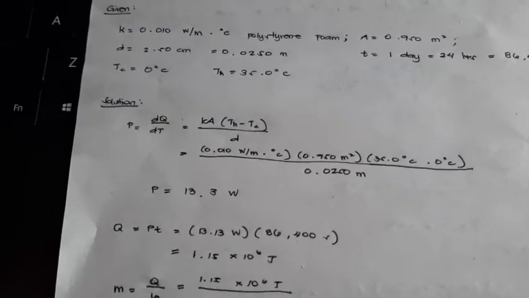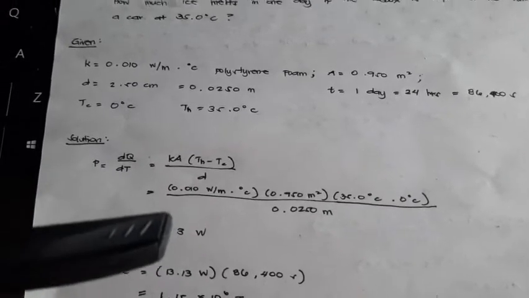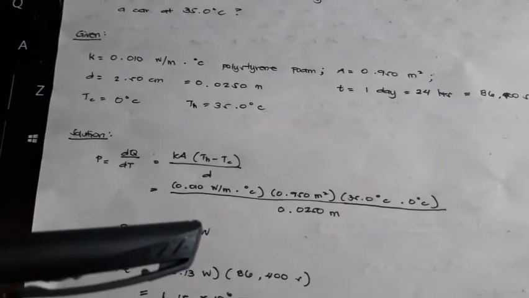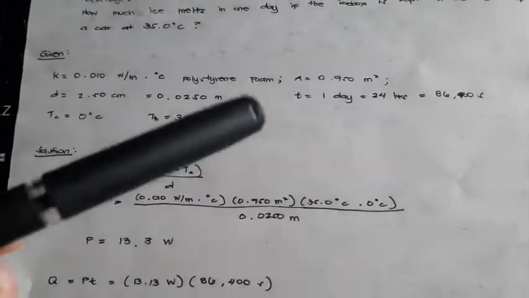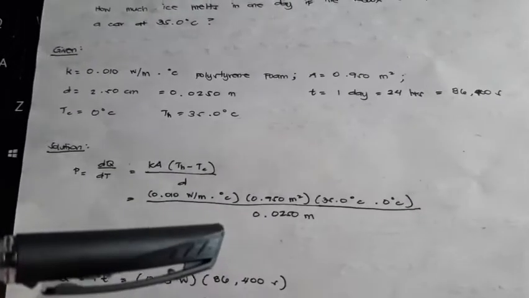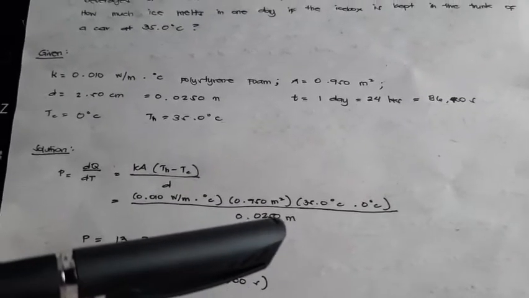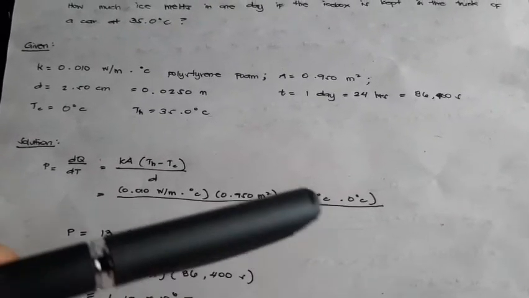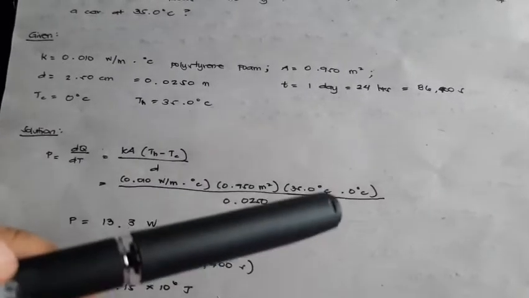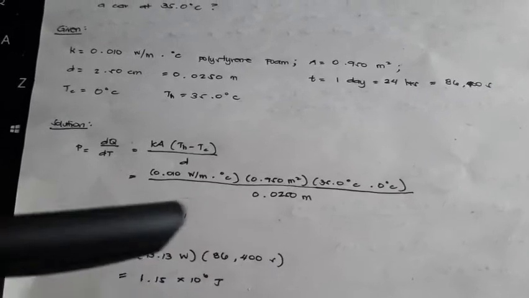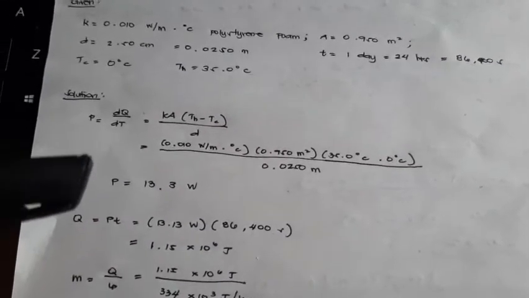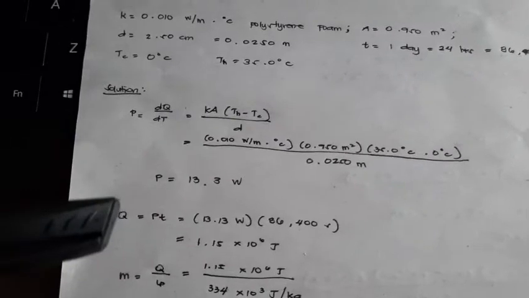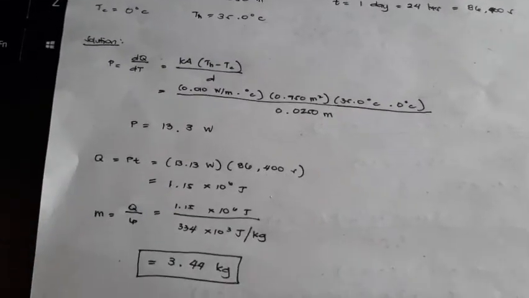Then we substitute, in which our thermal conductivity is equal to 0.010 watt per meter times degree Celsius, times our area, 0.950 meters squared, times the hot temperature, 35.0 degrees Celsius, minus the cold temperature, 0 degrees Celsius, over the average thickness, which is 0.0250 meter. So P is equal to 13.3 watts.